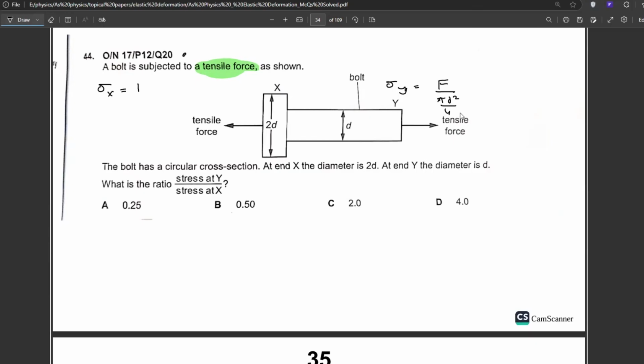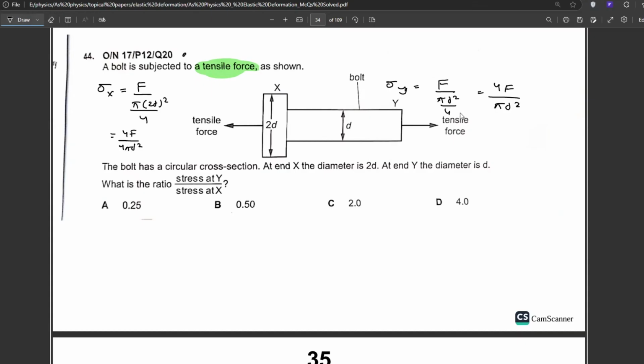Stress at x is what? Tensile force F divided by pi. This time your diameter is 2d, whole square divided by 4. This becomes what? 4F divided by pi, and this will become 4d square. So this will become 4 pi d square, and if we take it on the top side, 4F divided by pi d square.